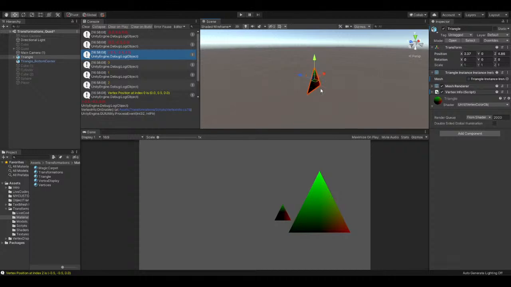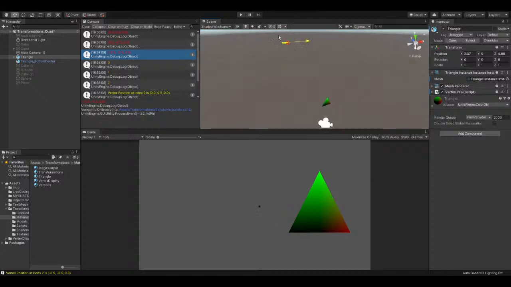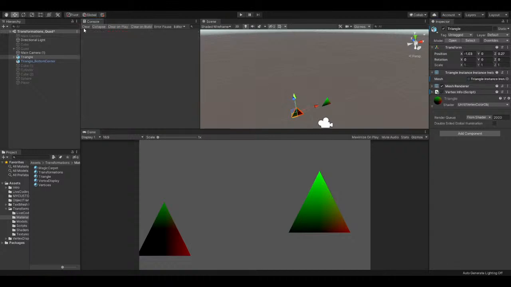Okay, that said, we now know that wherever you take this triangle, the information of the vertex is going to be the same, and this information is already present in the mesh filter. Which means we are taking all this information in the object space. Similarly, if I were to close this script and go to the triangle which has the pivot at the bottom center.